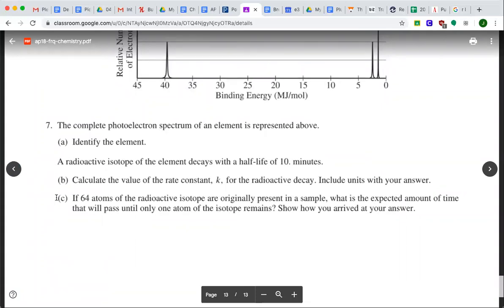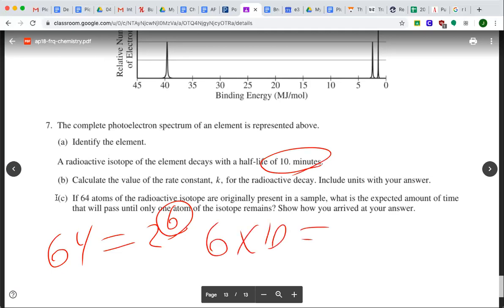Oh, this is fun. Okay, so 64 equals 2 to the power of 6, right? So in order to get all the way down, let's see how many half-lives it takes to actually get to 1. So 2 to the power of 6. So from 6 to 5, 4, 3, 2, 1, and then one more half-life gets you to 0. So yeah, 6. So we're going to have to go 6 half-lives to get down to 1. So 6 times 10 equals 60 minutes.